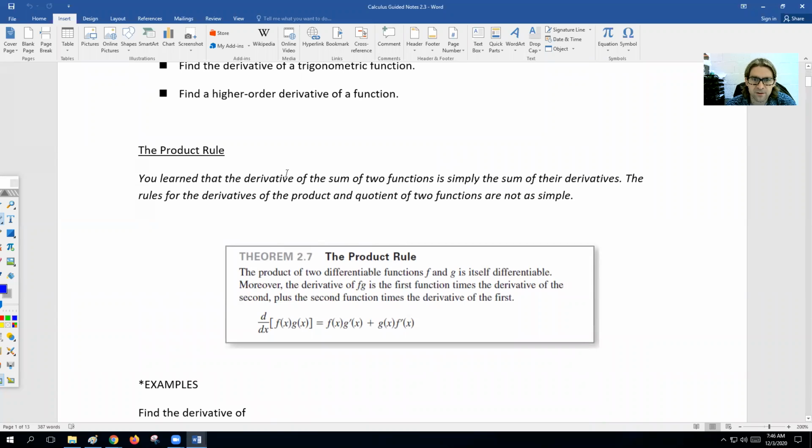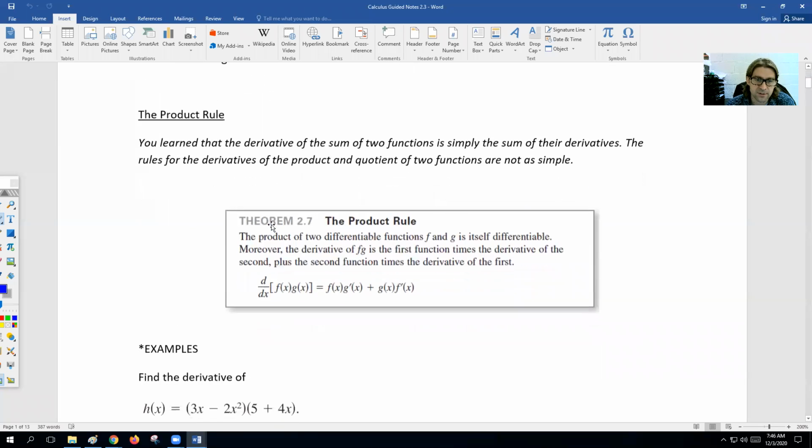We've learned that the derivative of the sum of two functions, meaning if we add the two functions together, is simply the sum of their derivatives. The rules for the derivatives of products and quotients are not as simple. If we're adding two individual functions, we just take the derivative of this one and add the derivative of that one. Now, if we have two functions multiplied together, it doesn't work out. We don't take the derivative of this one times the derivative of that one. It'd be nice if it did, but it just doesn't work out.